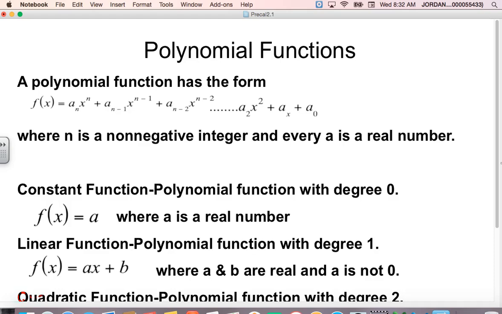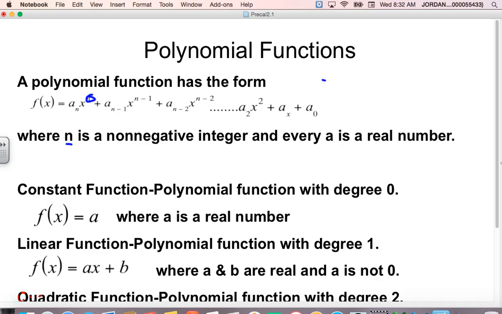All right. The key though is that n. Remember, n is the highest exponent. The highest exponent is a non-negative integer, so the highest exponent has to be 1, 2, 3, 4, 5, something like that. And every a is a real number, so all these coefficients are real numbers.